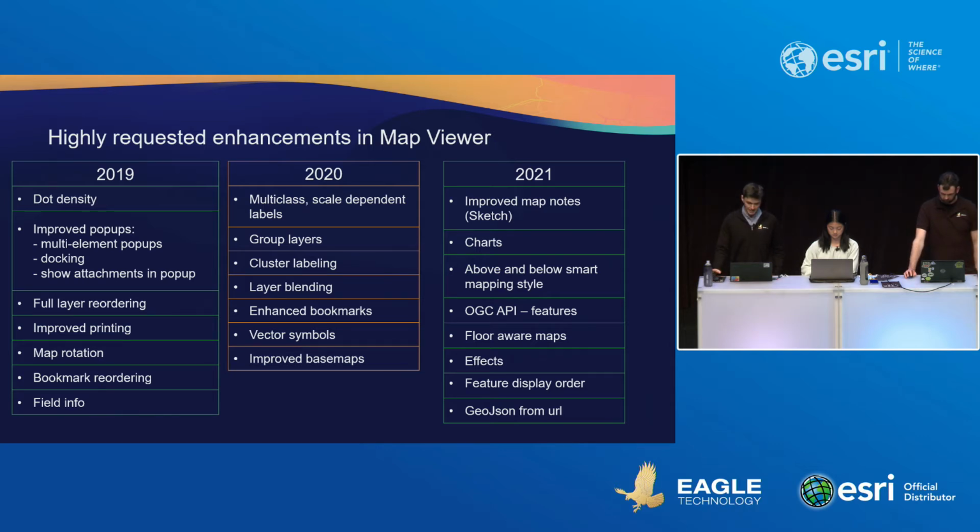Things like map rotation, improved printing, things that aren't necessarily available in the current or old now map viewer. Things like group layers, a highly requested feature that is now in the map viewer that just helps to organize that vast amount of content. Cluster labeling, layer blending, some of that cool symbology that we saw this morning and we'll see some more of. Vector symbols is definitely one that's a good enhancement.